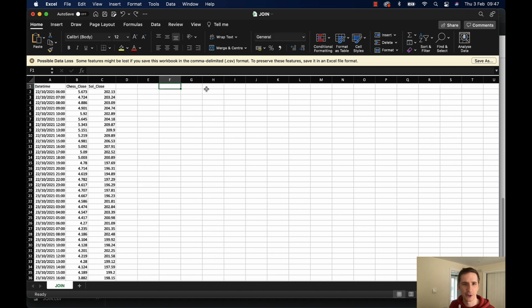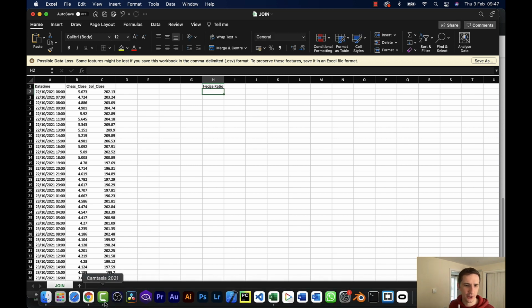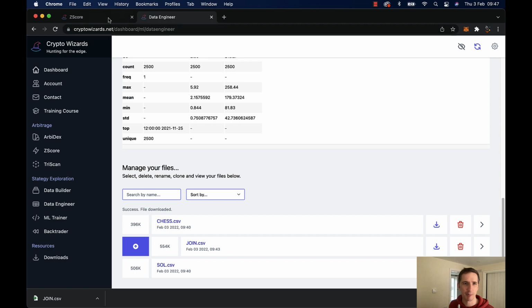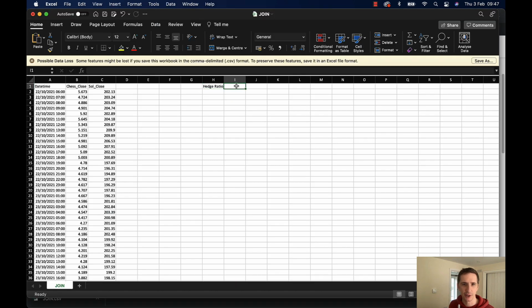The first thing I actually want to do, and I'm just going to do it up here, is calculate the hedge ratio. What you could do is go to Crypto Wizards, because it actually calculates it for you. We've got 100.21 over here, and you could just go and punch in 100.21 in Excel. That's one way to calculate the hedge ratio. But in reality, I've run this data set for a different time period, so I don't actually want to do that here.